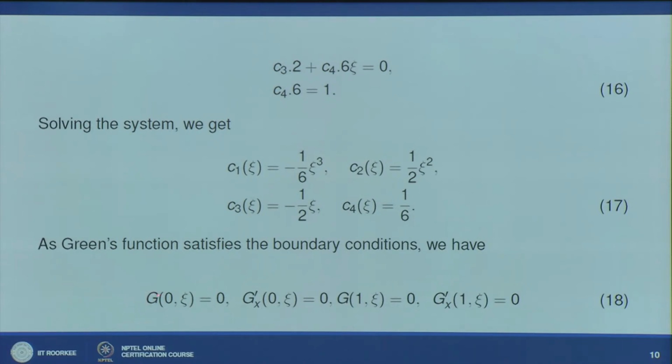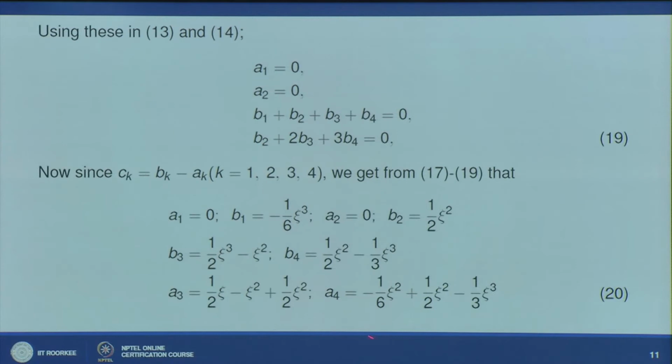So the boundary condition is that at point 0, G0(ξ) is equal to 0 and Gx0(ξ) is equal to 0, G1(ξ) equal to 0, Gx1(ξ) is equal to 0. If you use these conditions, you will get equations on A1, A2, A3, A4 and B1, B2, B3, B4. So we have the conditions A1 equal to 0, A2 equal to 0, B1 plus B2 plus B3, B4 equal to 0, and B2 plus 2B3 plus 3B4 equal to 0.